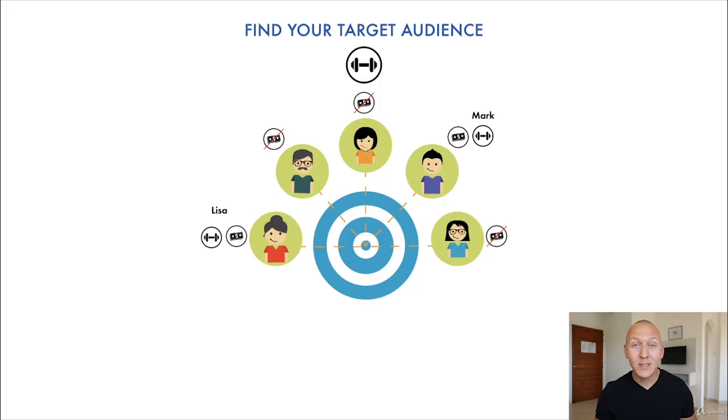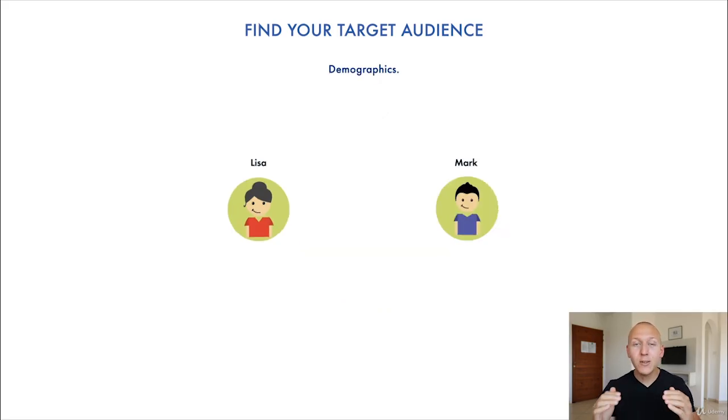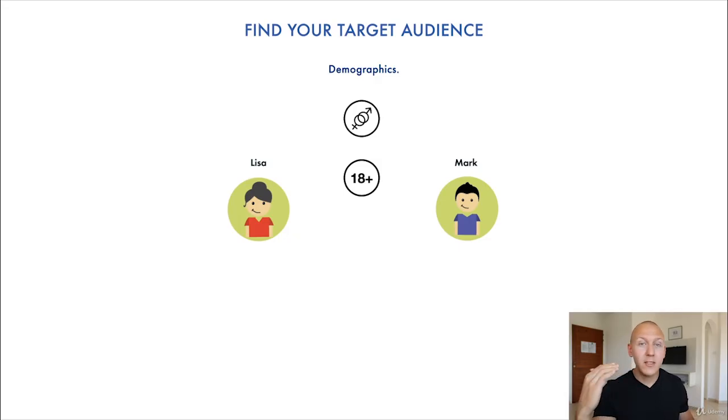Now, what we need to do instead is find more people like Mark and Lisa. We need to look at Mark and Lisa and understand their demographics. Demographics meaning that we have to understand what is the gender that is most interested in your product or service. What are the age spans? Are they 18 to 24 years old? Maybe 30 to 40 years old? 50 to 60 years old? What are their family statuses? What are their income statuses? When we understand this, we can understand who our audience actually is.